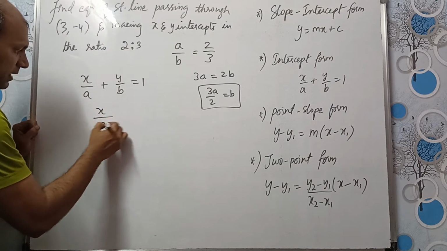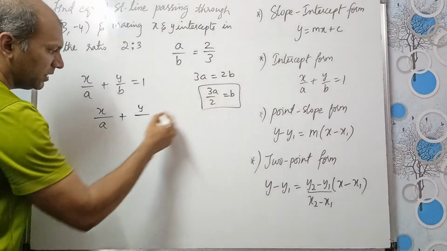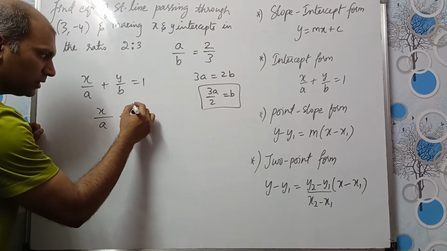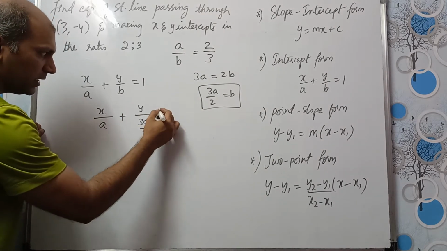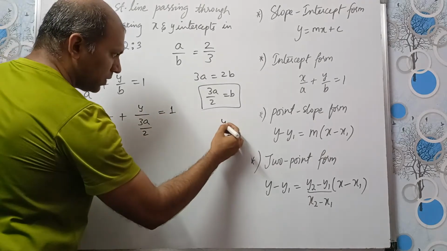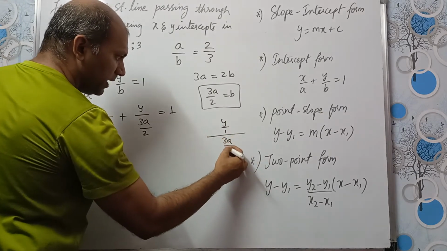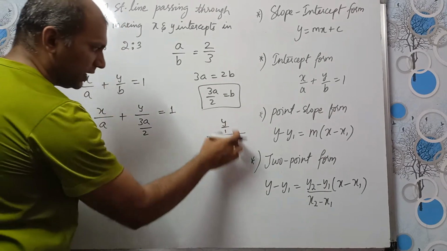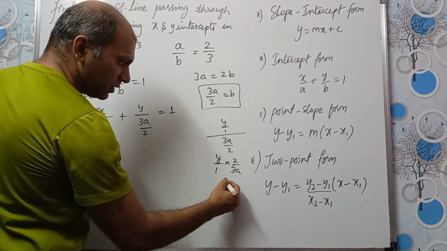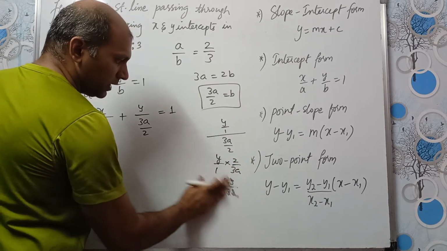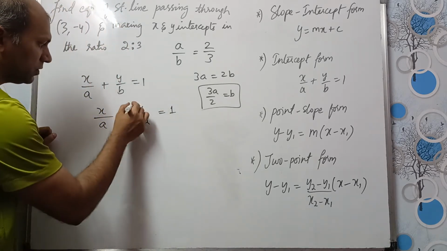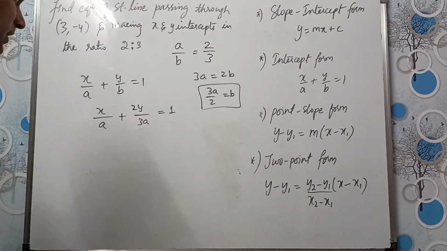Now this is x by A plus y divided by B, where B value is 3A divided by 2. See, y divided by 3A by 2 is equal to 1. This is division of division. So this is y by 1 divided by 3A by 2. It is like this, right? So this y by 1 multiplied by 2 by 3A. So this will be 2y by 3A. So I am directly writing that 2 in the numerator now. So this is x by A plus 2y divided by 3A is equal to 1.